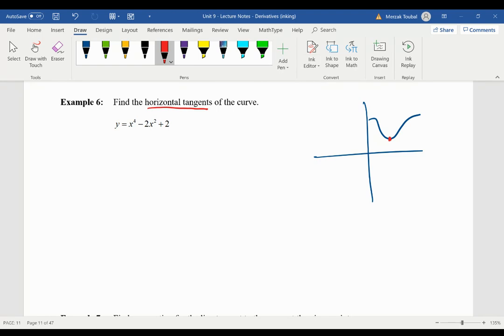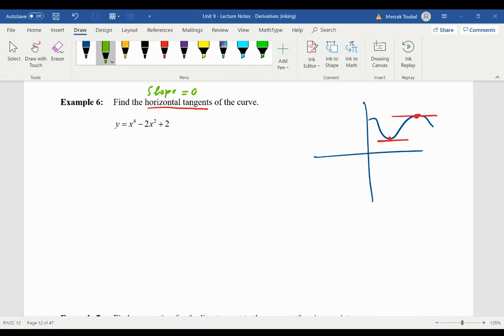So let's say at this point, you notice that the tangent is horizontal. Let's say if we have another point over here, so the tangent will be horizontal. So what we need is we need the equations of the horizontal lines that are tangent to this curve. That's what the question is asking us to do. So the idea is horizontal tangents has a slope equals 0.